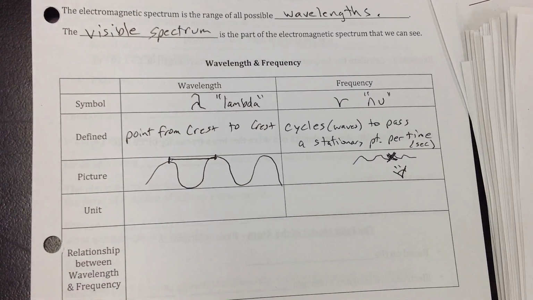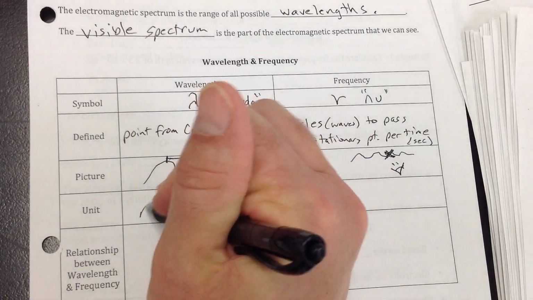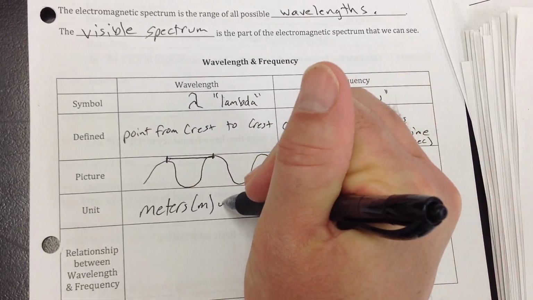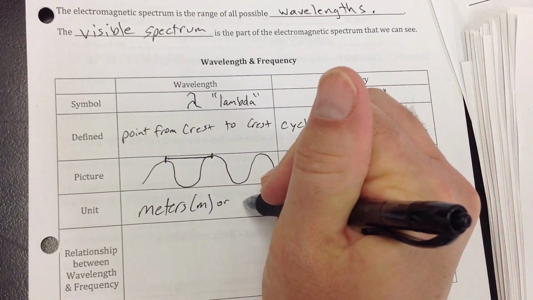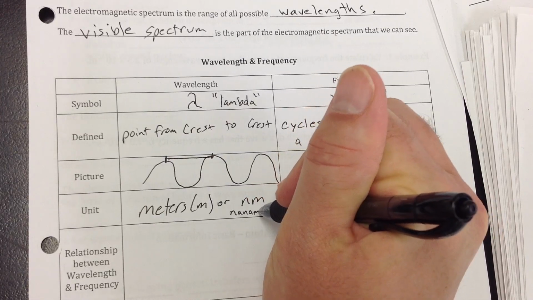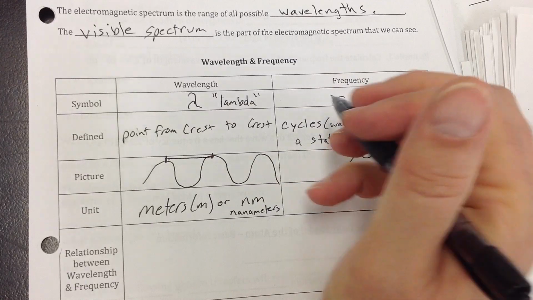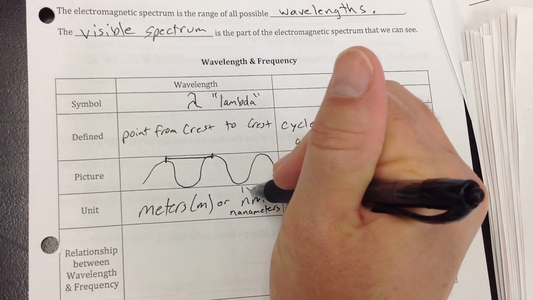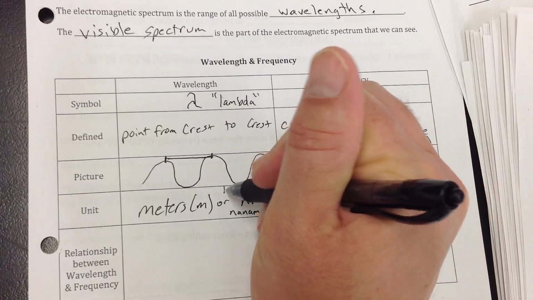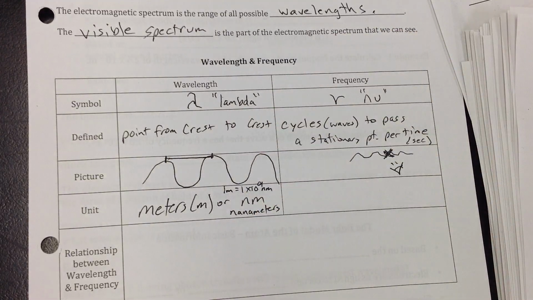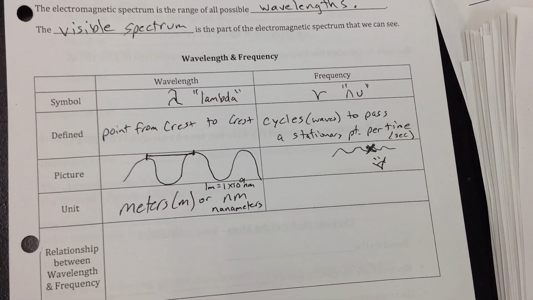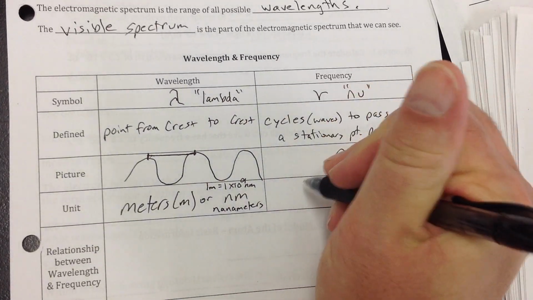Units. Now this is very important. Normally we measure wavelength in meters with the abbreviation M, or sometimes we like to use nanometers. And we'll give you that abbreviation as 1 times 10 to the 9th nanometers equals 1 meter. Okay, that would be good to have written down in your notes somewhere. Please write that down. Now the unit for frequency, we got 3 here.